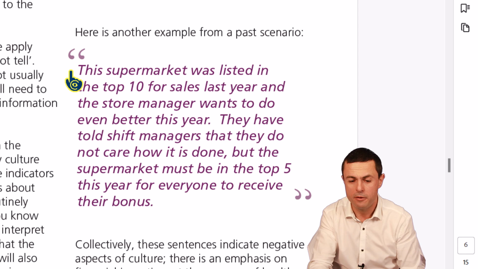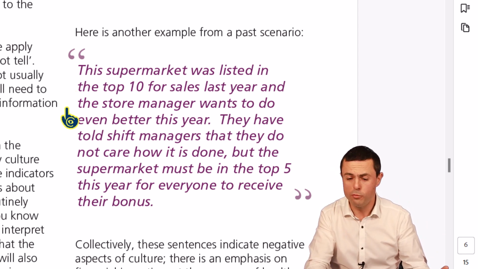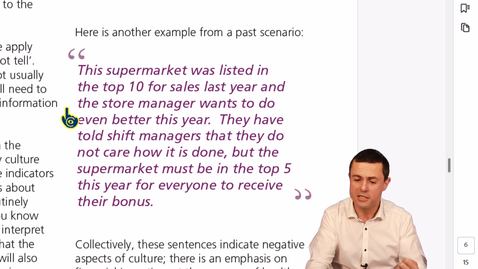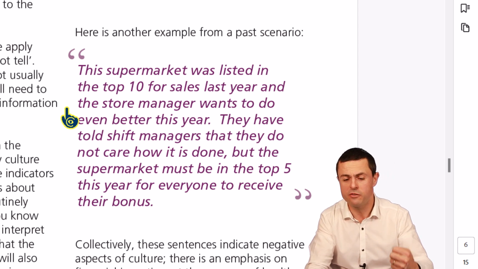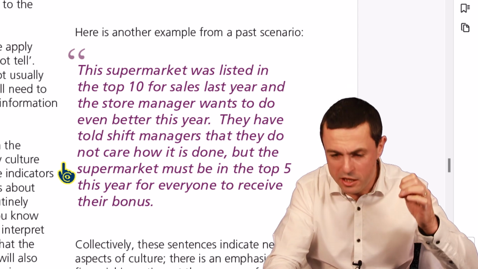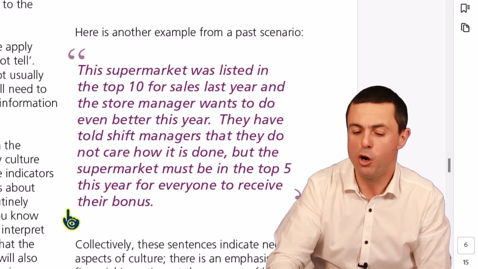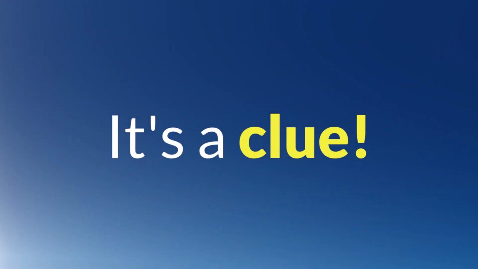There's an example here. This supermarket was listed in the top 10 for sales last year, and the store manager wants to do even better this year. They have told shift managers that they do not care how it is done, but the supermarket must be in the top 5 this year for everyone to receive their bonus. Now, it doesn't say, oh, this is negative. It doesn't say the management value sales more than they value health and safety. No, it doesn't say that. It's a clue. You can infer that from what's being said.